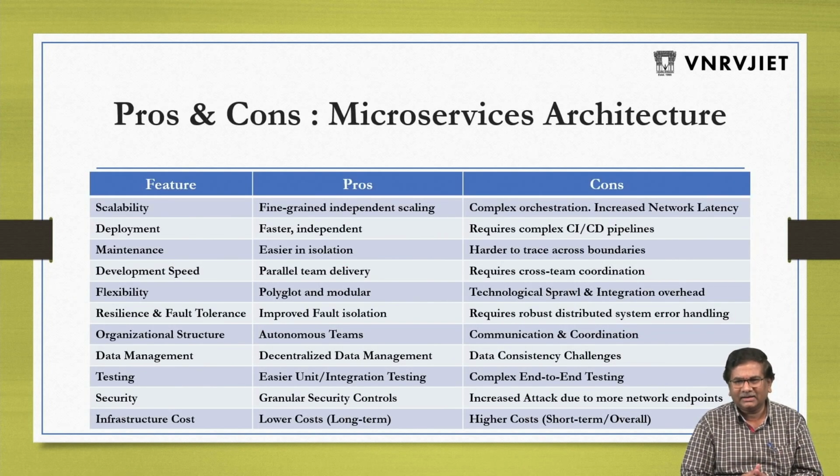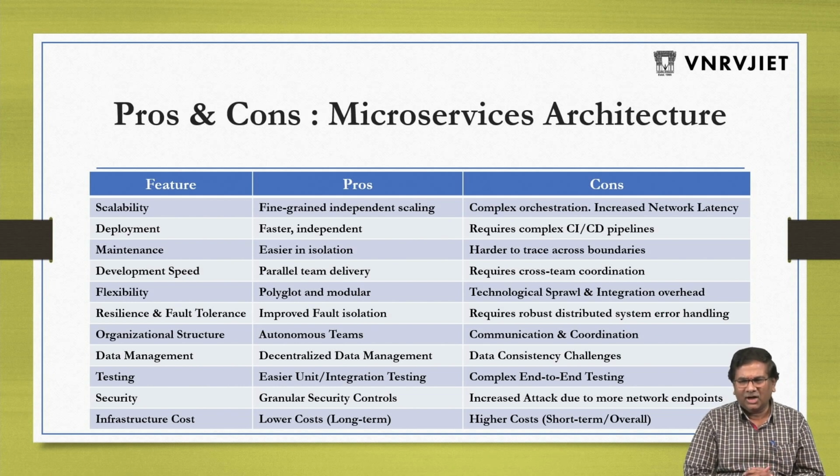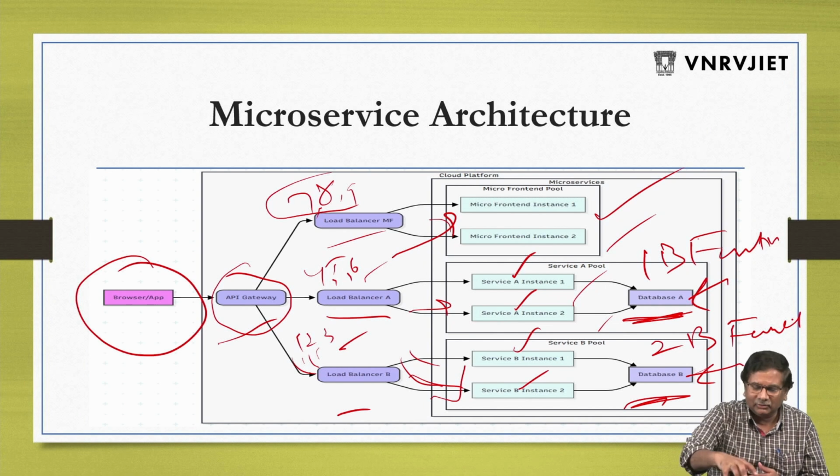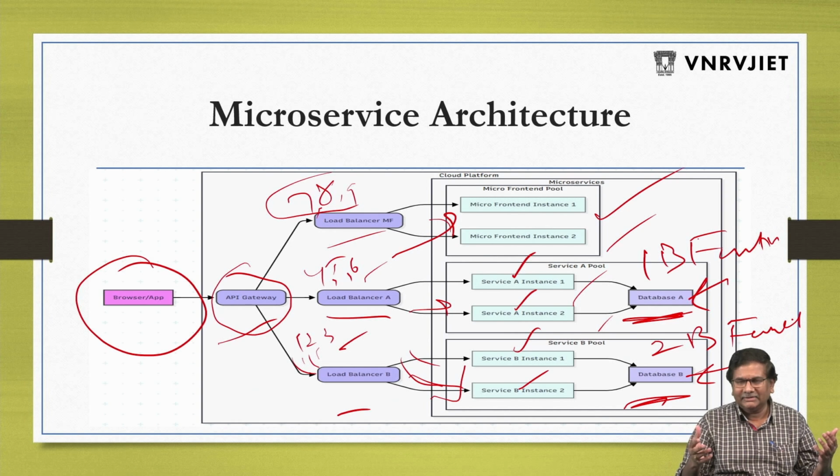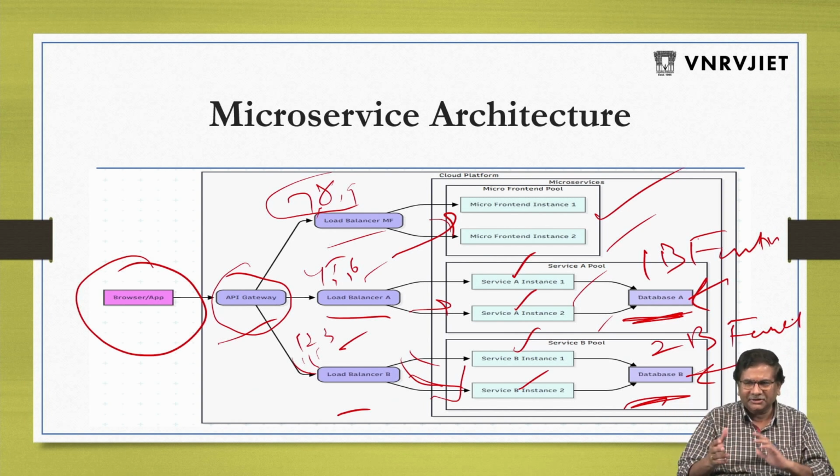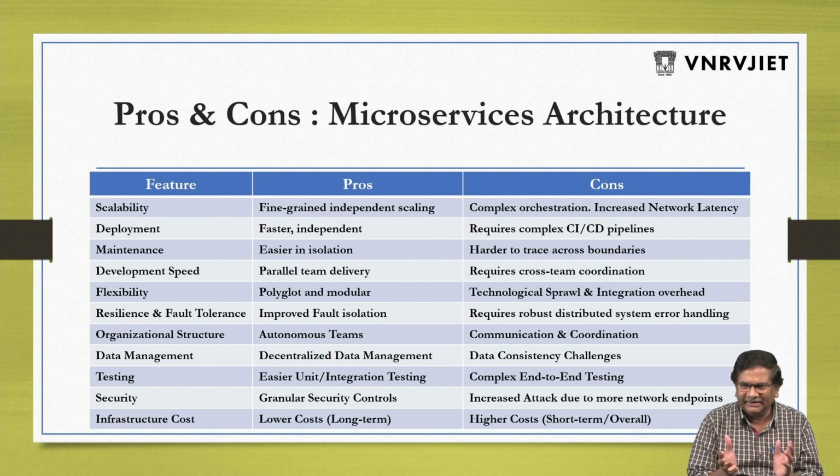Mostly, there are a few cons, but they're not strong enough when you compare them to the pros. But there are certain things you have to focus on. Let's go through them. Scalability: fine-grained independent scaling, but complex orchestration and increased network latency. Obvious, right? You are just talking about two services here. Let's take up a service like Amazon.in. There could be a lot of components there, right? So you have to do scaling and orchestrating. Orchestrating means managing, basically. It takes a lot of time. That's why complexity increases, but it provides the flexibility, and that's scaling.